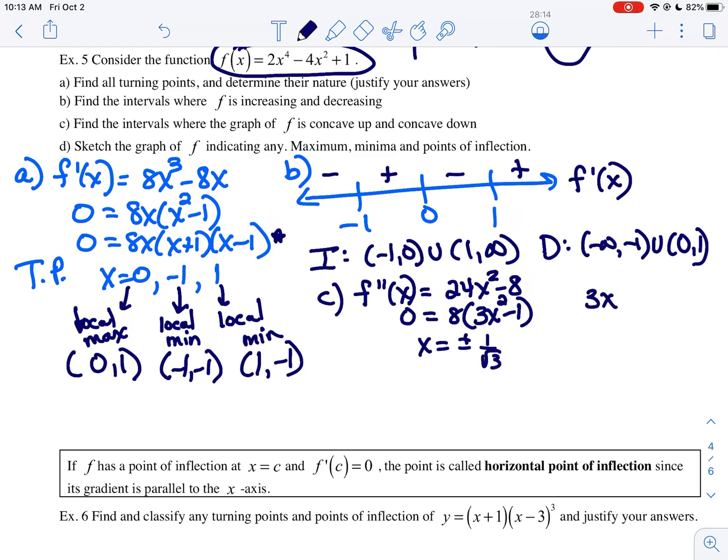If you need some help, this is why we're doing that quadratic review, because at this point, I'm thinking you know how to do this.